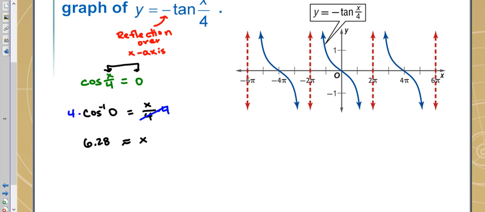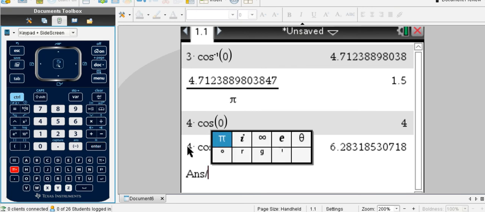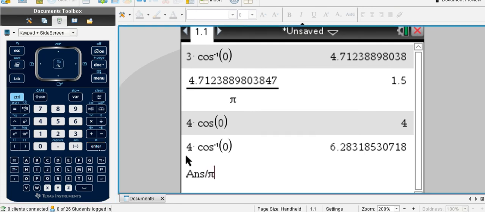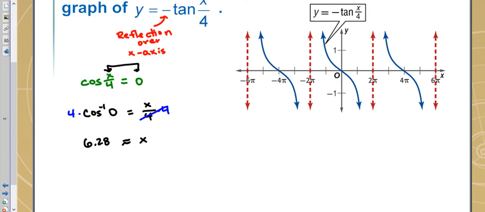Now, if we wanted this in radians, what you do is you would just divide the value by pi. So I'm going to take this, and I'm going to divide it by pi. And you'll see the answer is 2. So this means the asymptotes occur at 2 pi. So if the first one's at 2 pi, let's check it. Yep, it's at 2 pi.